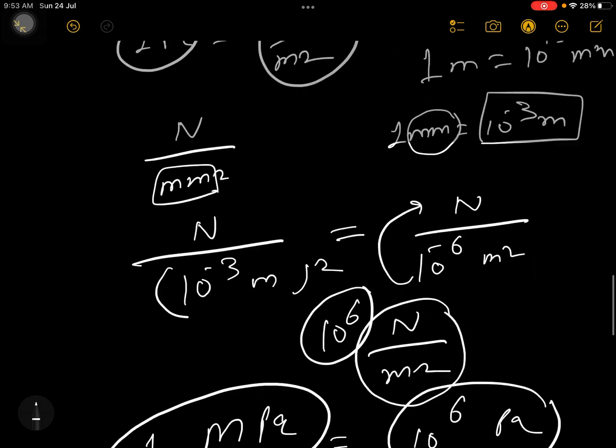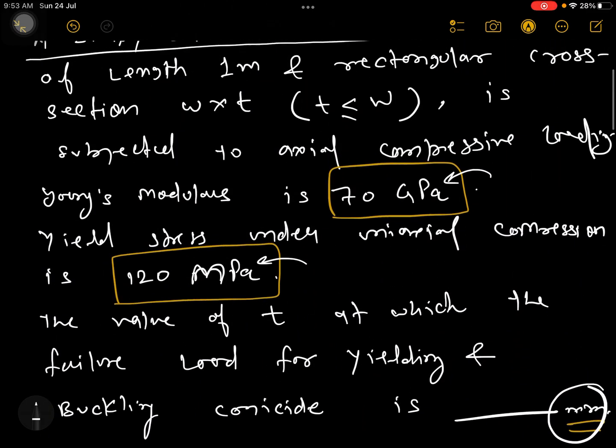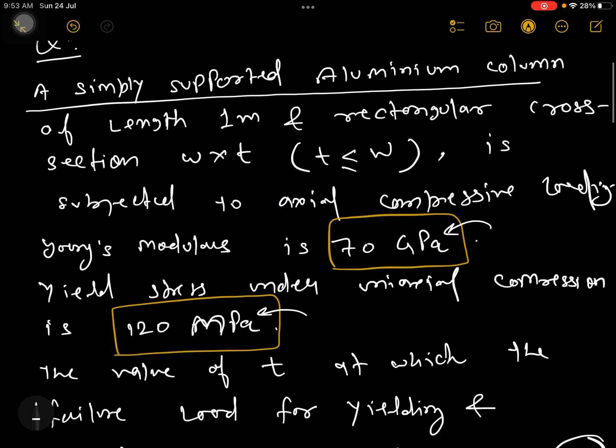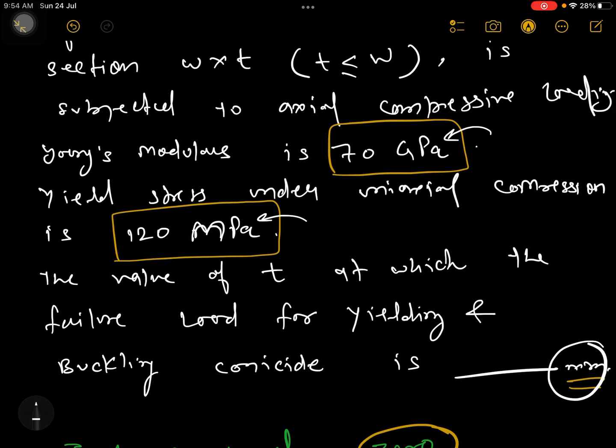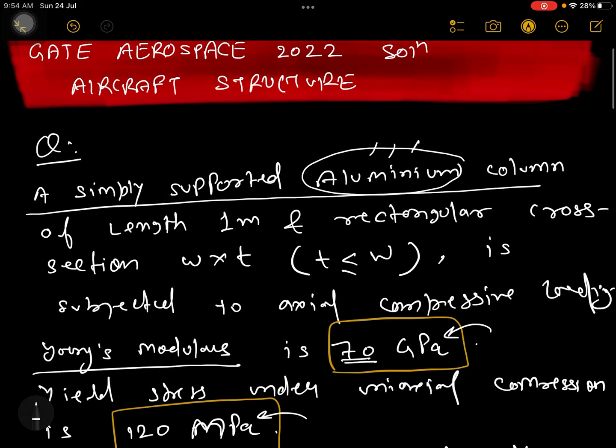Okay, now read the question and understand things in detail. A simply supported aluminium column. Because aluminium is given, whether aluminium, copper, whatever is given, the main thing is that it reflects your Young's modulus. So Young's modulus is already mentioned as 70 gigapascal, so no problem. This aluminium is not going to disturb us.